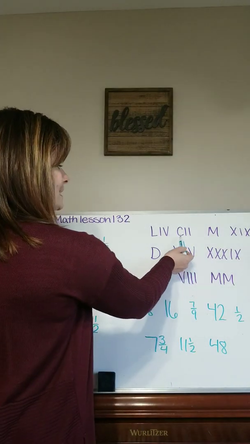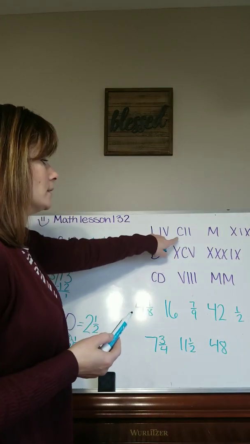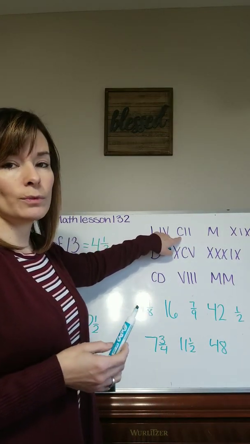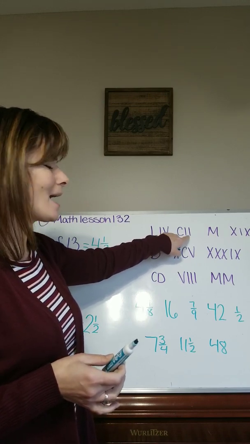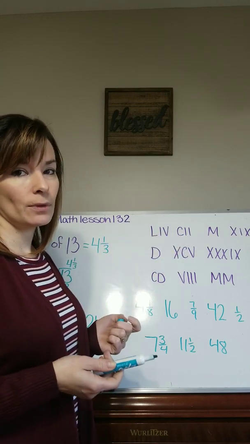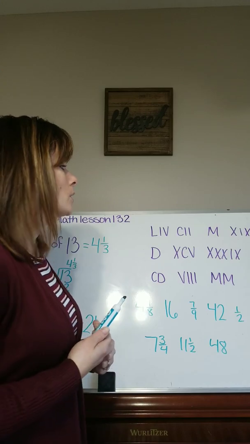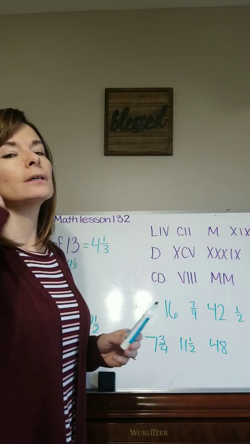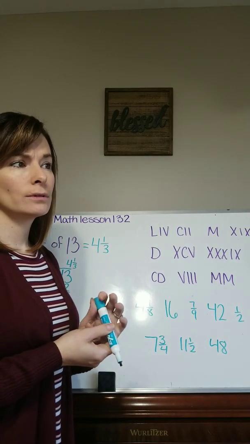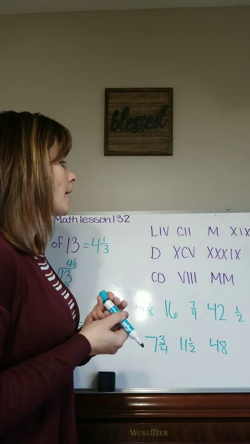Okay, this one, CII. Do you remember what C stands for in Roman numerals? 100. So that would be 100, and then II, that's just 2. So what is it? 102. Okay, what about just the letter M by itself? M is a lot. M is the big one. M is 1,000.